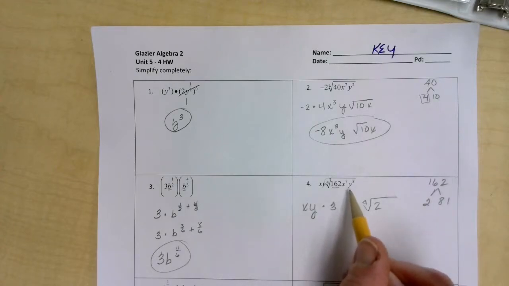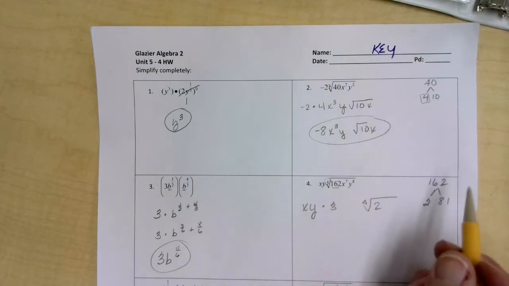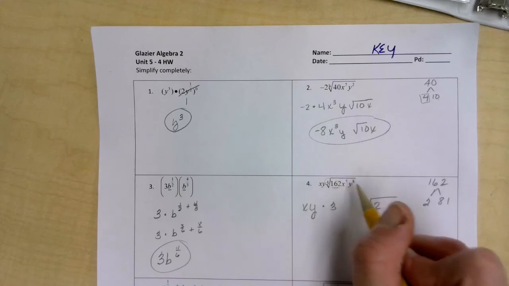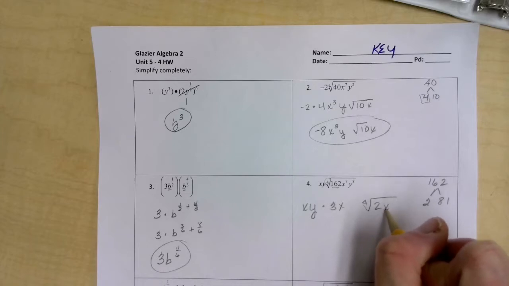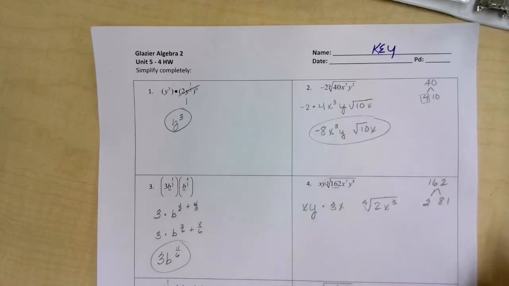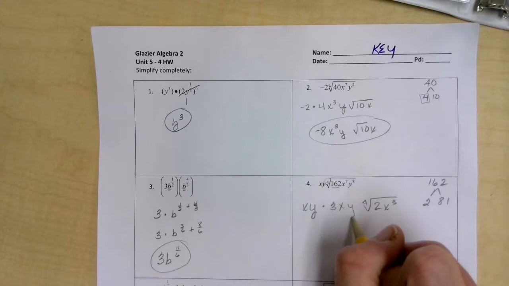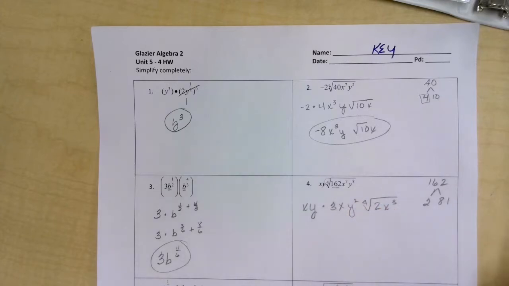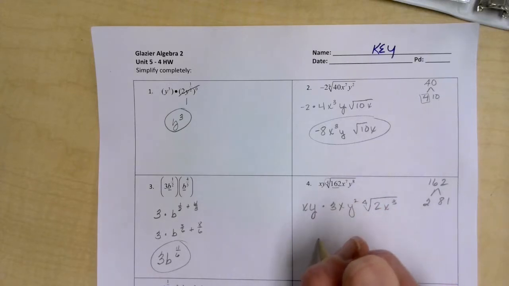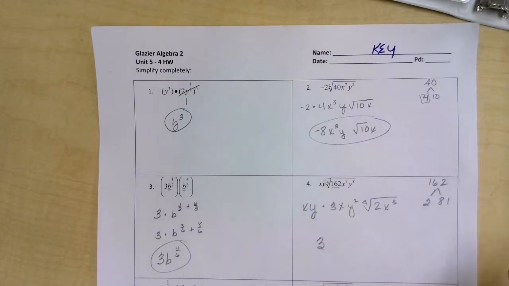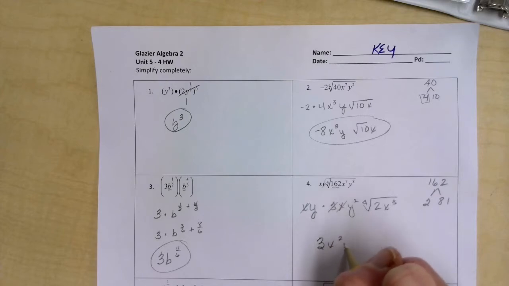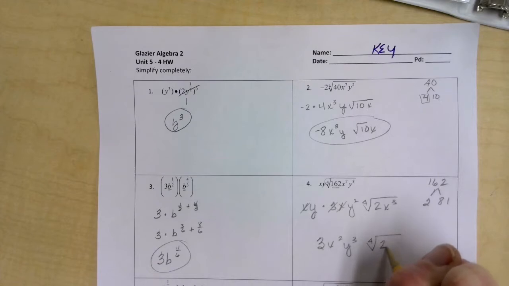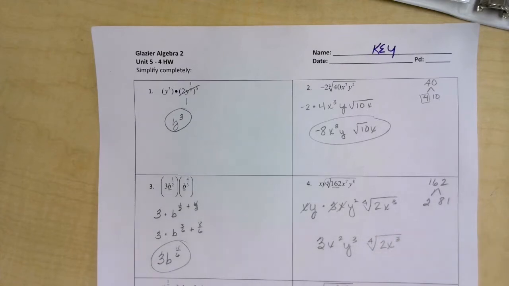My x to the 7th power, I have one set of 4 that comes out and 3 x's that are left. With my y's, 2 sets of 4's come out. When I combine my terms, or my factors, I have 3 as a coefficient, 2 x's, 3 y's, and the 4th root of 2x to the 3rd.